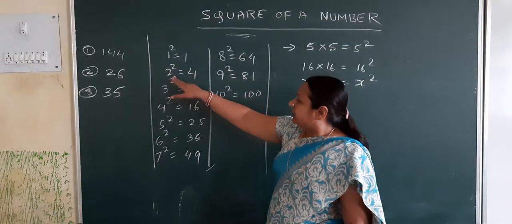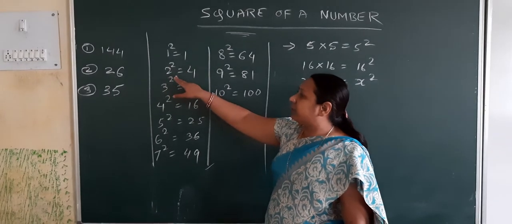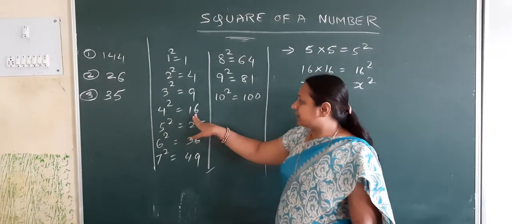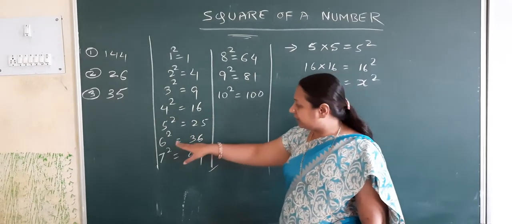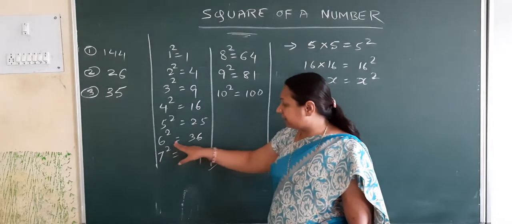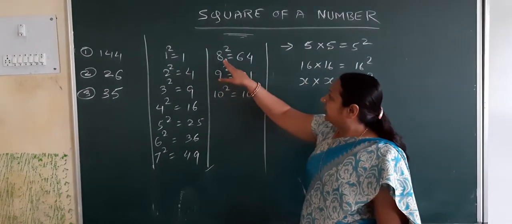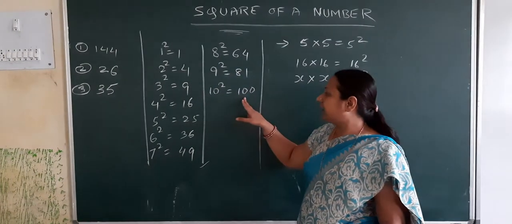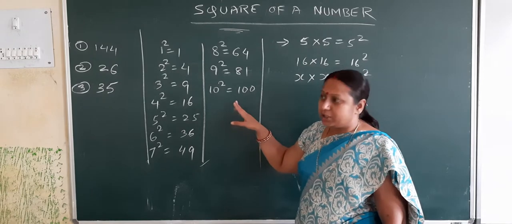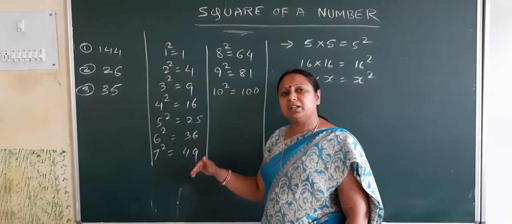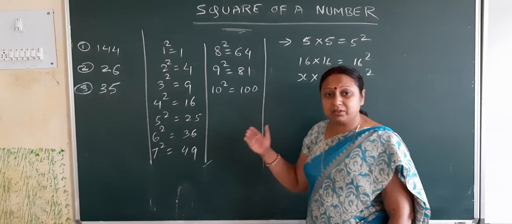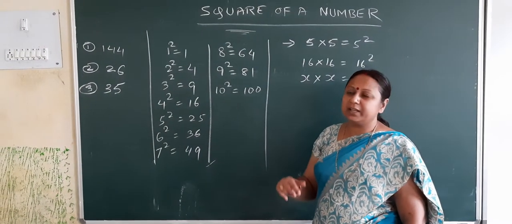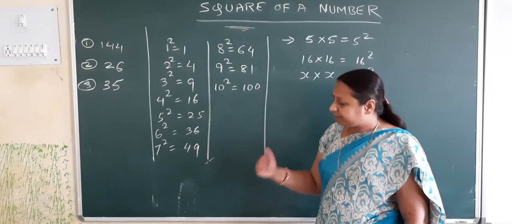Now again, you see, 2 square, 2 is an even number and 4 is an even number. 4 square 16, 4 and 16 both are even numbers. 6 square 36, 6 and 36 are even numbers. 8 square 64, 8 and 64 are even numbers. 10 square 100, both are even numbers. So here you can see that the square of an even number is always an even number. That is the property of square. The square of an odd number is always an odd number. The square of an even number is always an even number.